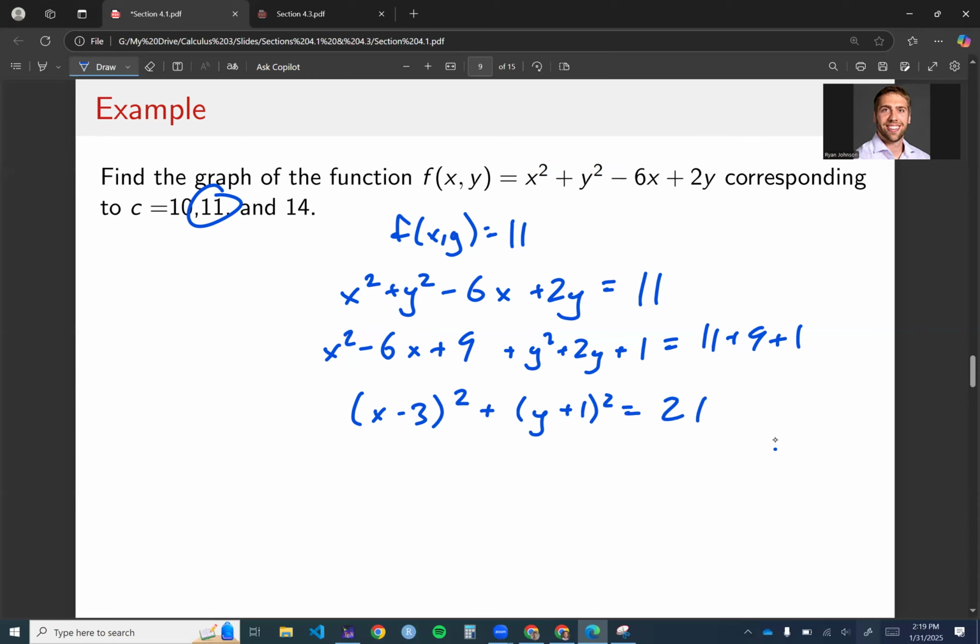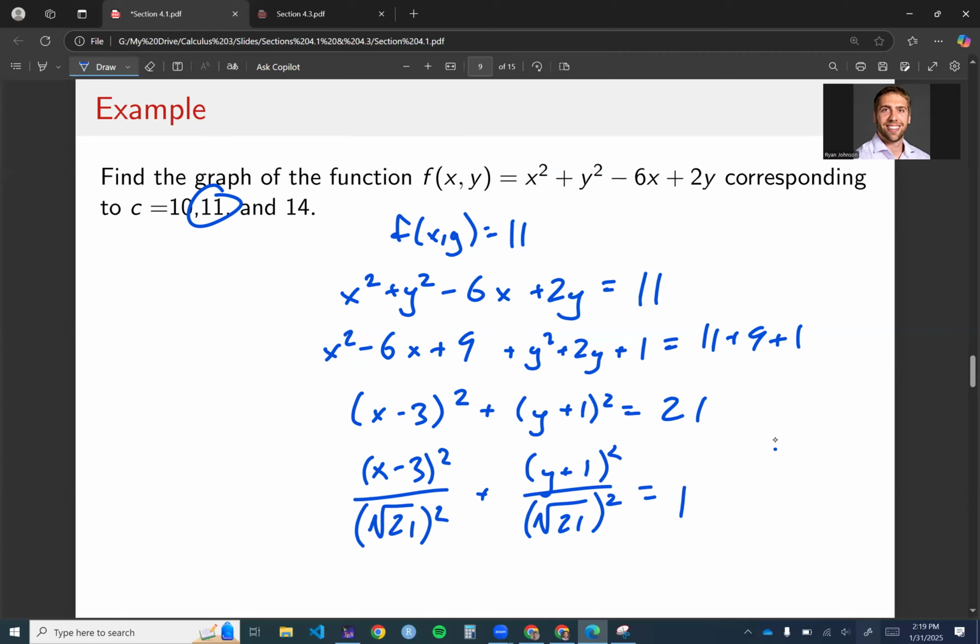And so then you can write it as x minus 3 squared over the square root of 21 squared plus y plus 1 squared over the square root of 21 squared equals 1. So it's a circle. Where is the center of the circle? Yeah, 3, negative 1. And what is the radius of the circle? Square root of 21. Okay.